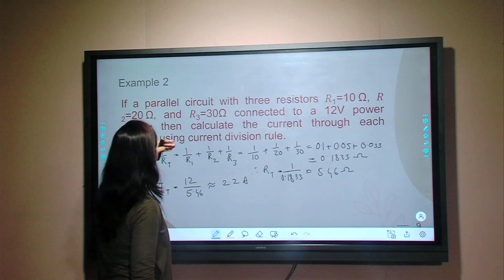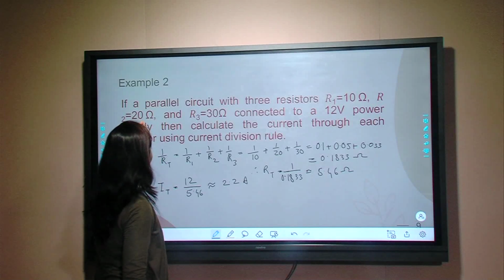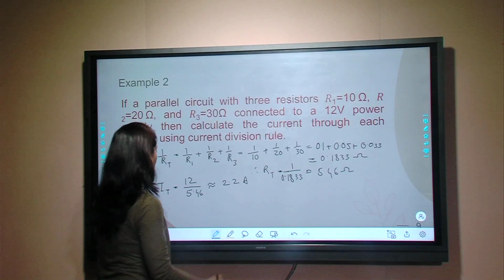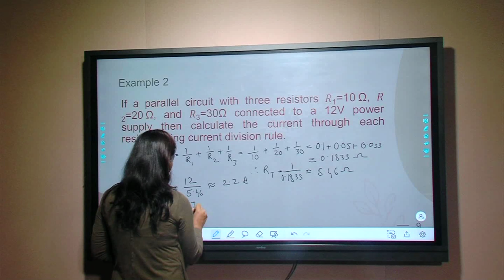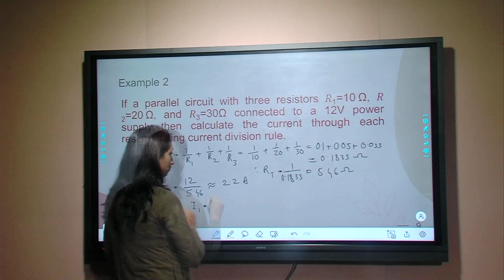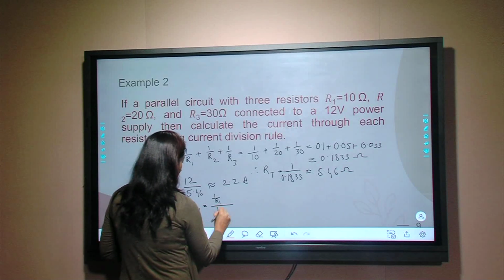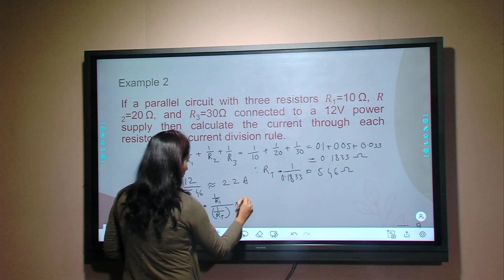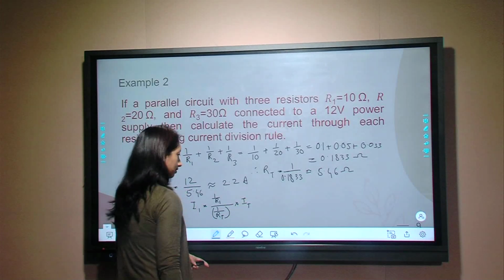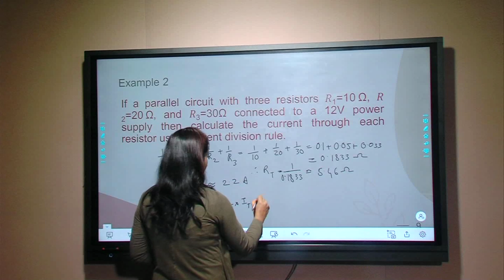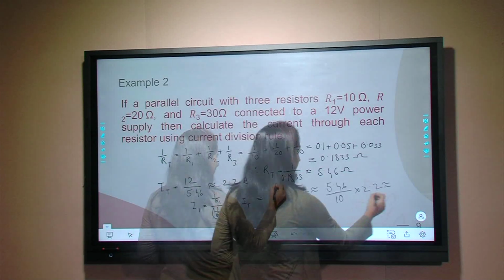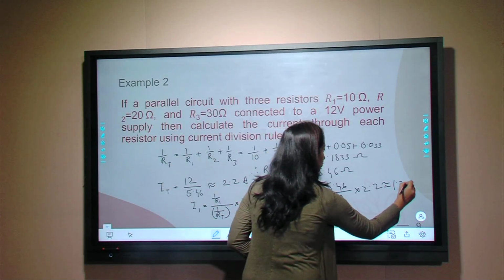Now we need to calculate the current across R1. So I1 is equal to 1 by R1 divided by the total resistance, into the total current. If we put in the values, it is simply 1.2 ampere.